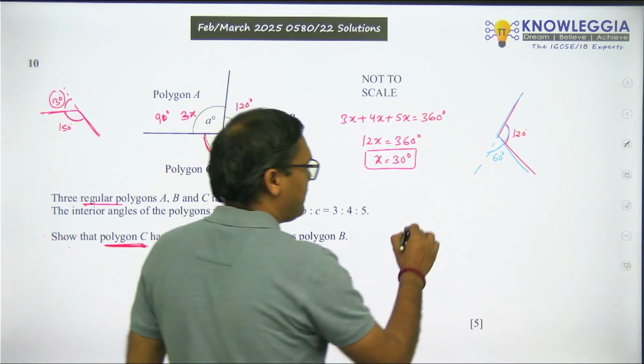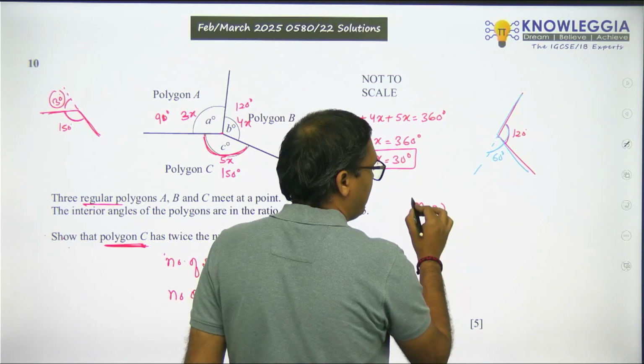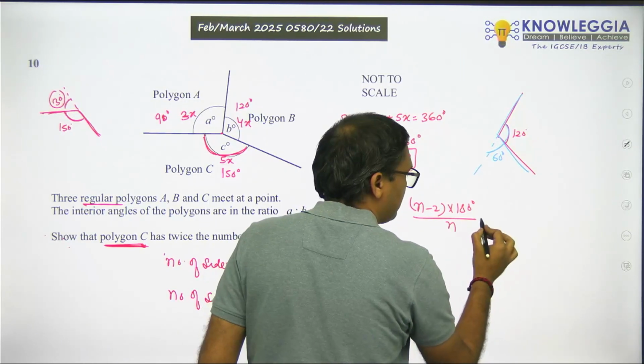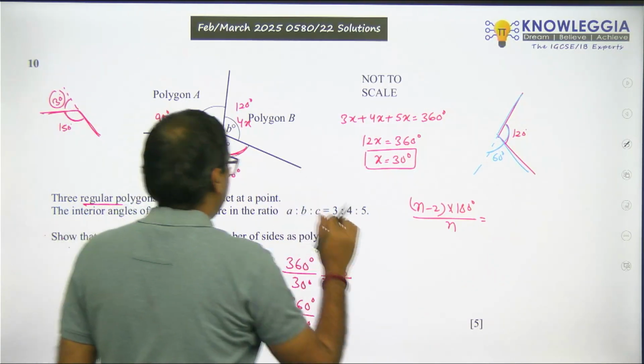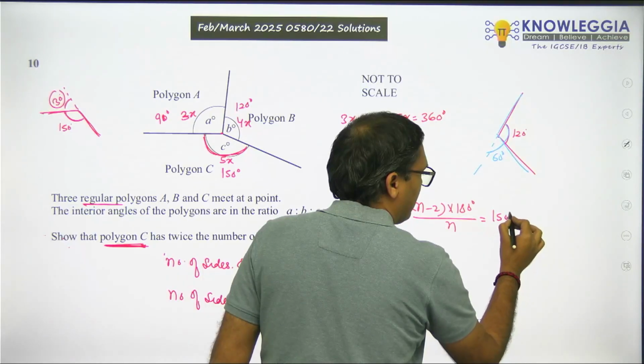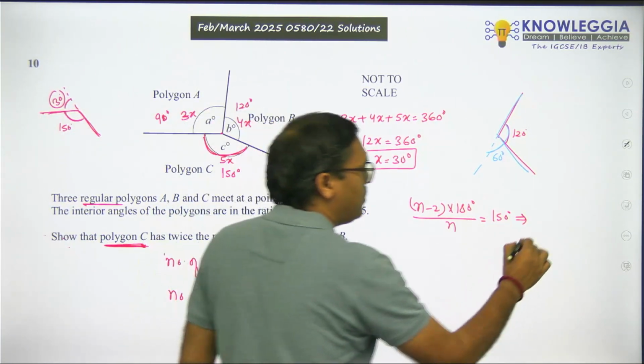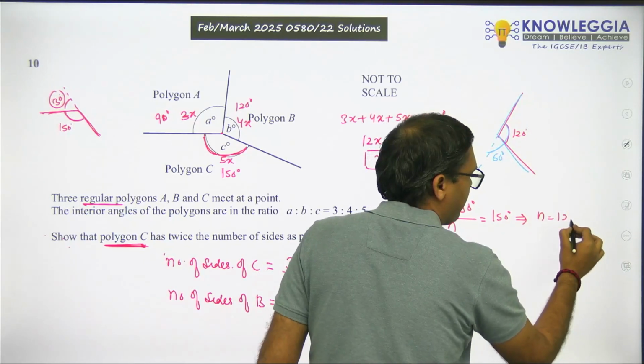Otherwise, what you can do is you can say the interior angle is (n minus 2) times 180 degrees, divided by n. This is equal to, for polygon C, 150 degrees. If you solve this, that way also you can find the number of sides. You will find n equals 12.